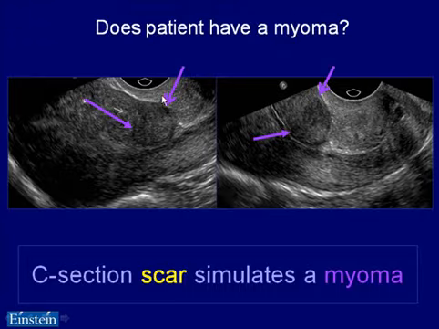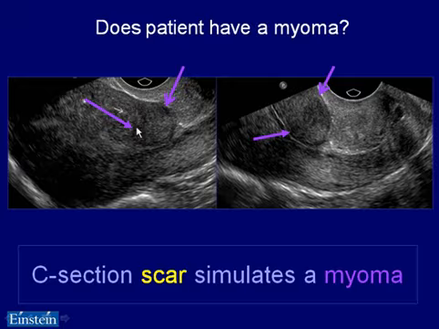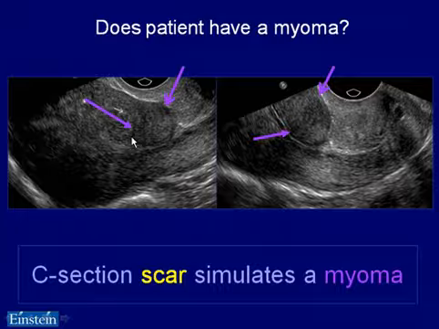The scar is right here, and there will be some fibrous tissue, and sometimes you get this sense that there is actually a myoma there, when if you look carefully, this is isoechoic with the normal myometrium.